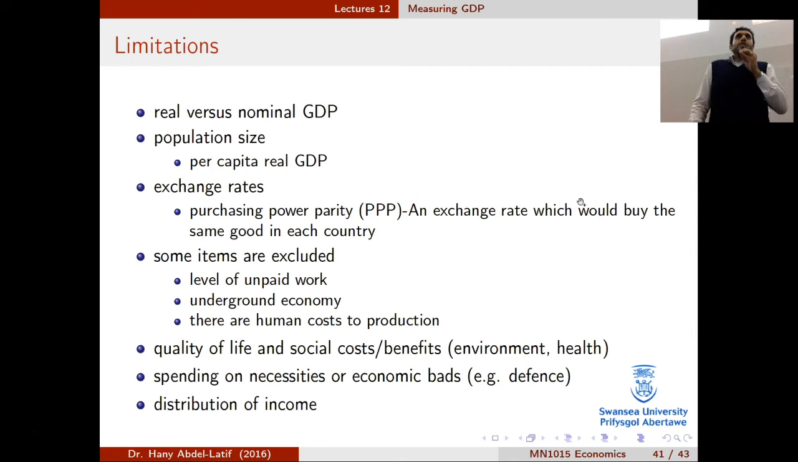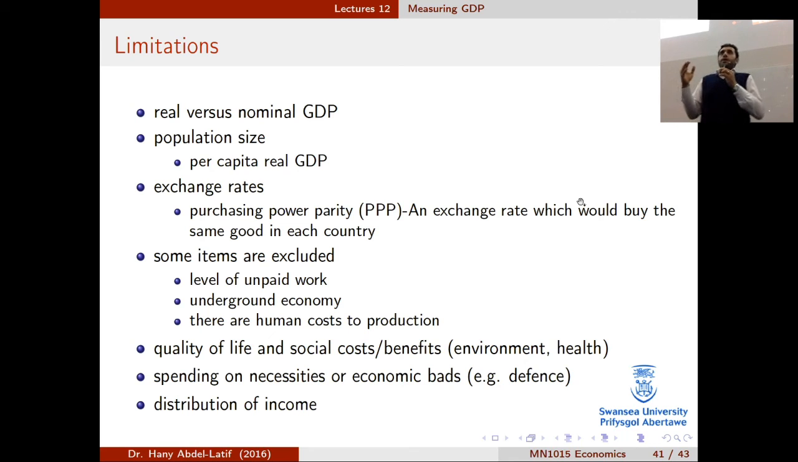Also, the population size. How do you compare a nation with millions, or China with billions of people, with the economic activity or the output from another, smaller nation? So the population size could be one of the limitations of using GDP. That's why we use the per capita GDP. So the per capita real GDP basically considers the population size.